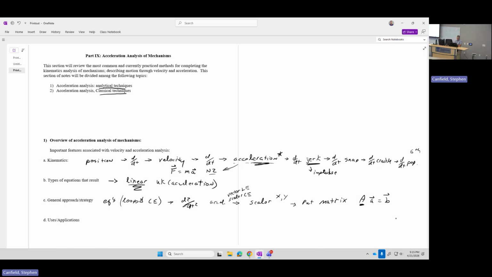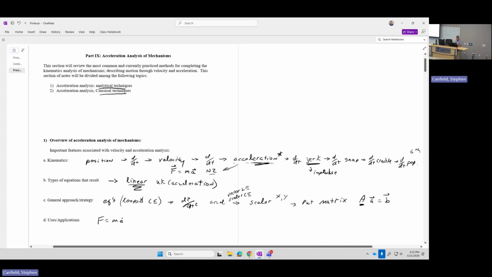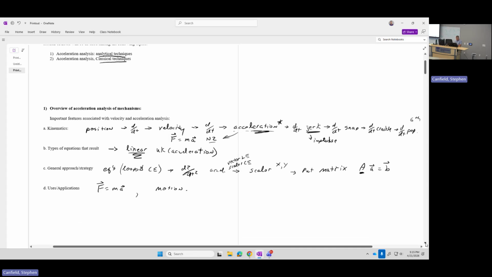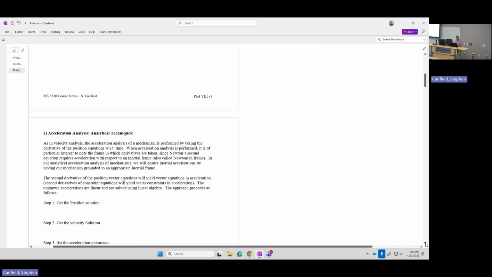And uses and applications. Well, all kinds of uses. The first one I've already mentioned, it's the gateway to dynamics. So we use it if we're trying to solve for forces. We can also find advanced motion. If the acceleration is defined for a particular motion, that defines the motion. So I think these are probably the two key things that I want to do with those.